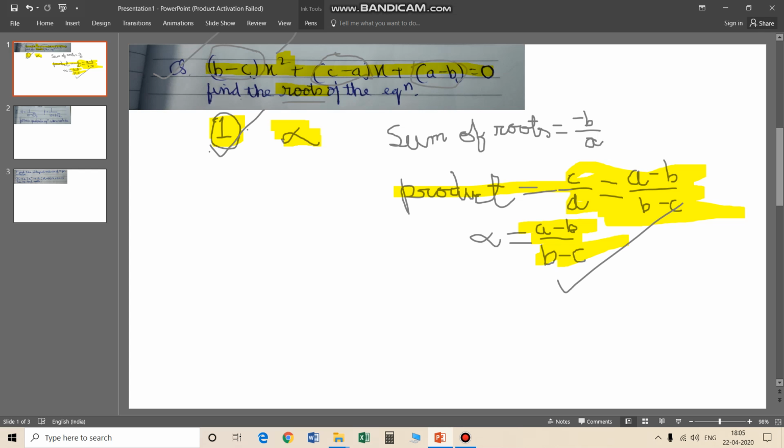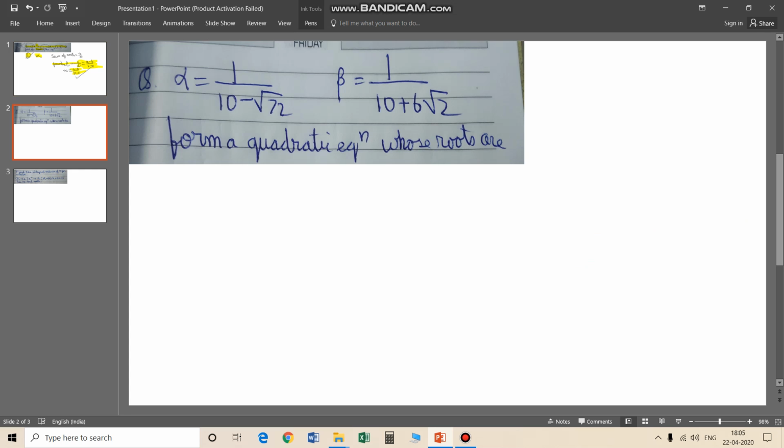Congratulations to those who have done the question correctly. Let's move on to the second question. This is the second question. Here, form an equation whose roots are these. I have written the roots upwards. Understand it a bit. Alpha is this, beta is this. Form an equation whose roots are these.